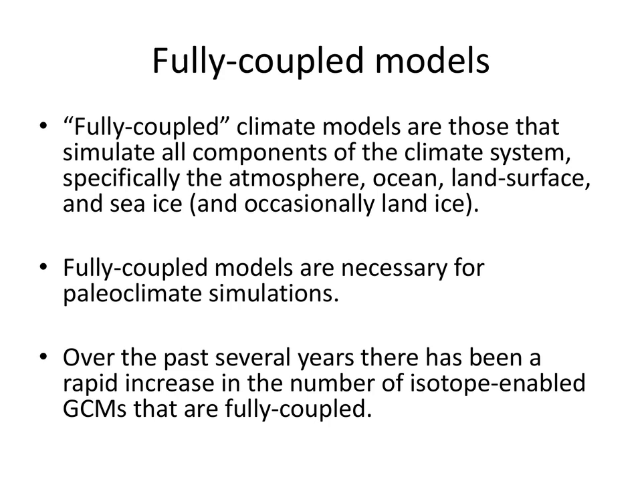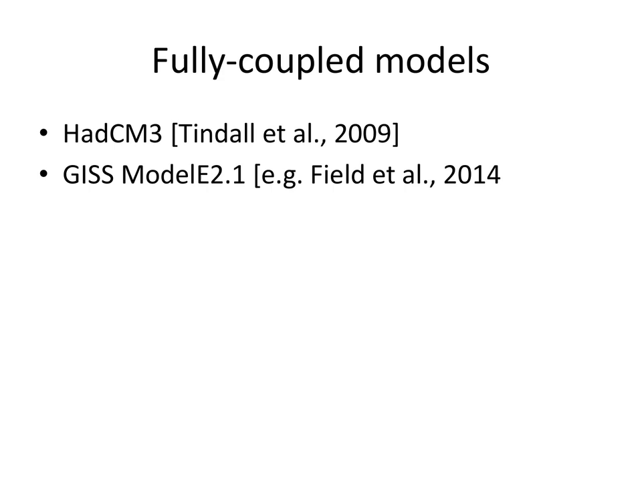From the isotope standpoint, what's been significant is that the number of these fully coupled isotope-enabled GCMs has, I don't want to say exploded, but grown rapidly. From SWING 2, the two models that I knew of that weren't intermediate complexity and were fully coupled were HadCM3, the British UK model, and the GISS model, which although itself has been upgraded, was model E in the original SWING 2, and now we're on E2.1.